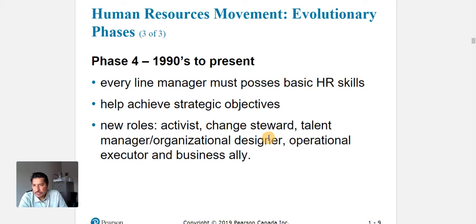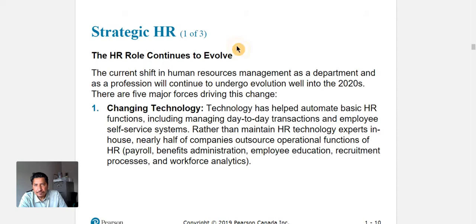So talent manager, you will come across this term when you apply for a job. You might get a call from those individuals, representing themselves as change steward, talent manager, a part of the business. The strategic human resource, the HR role continues to evolve. The current shift in human resources management as a department and as a profession will continue to undergo evolution well into the 2020s. There are five major forces driving this change.